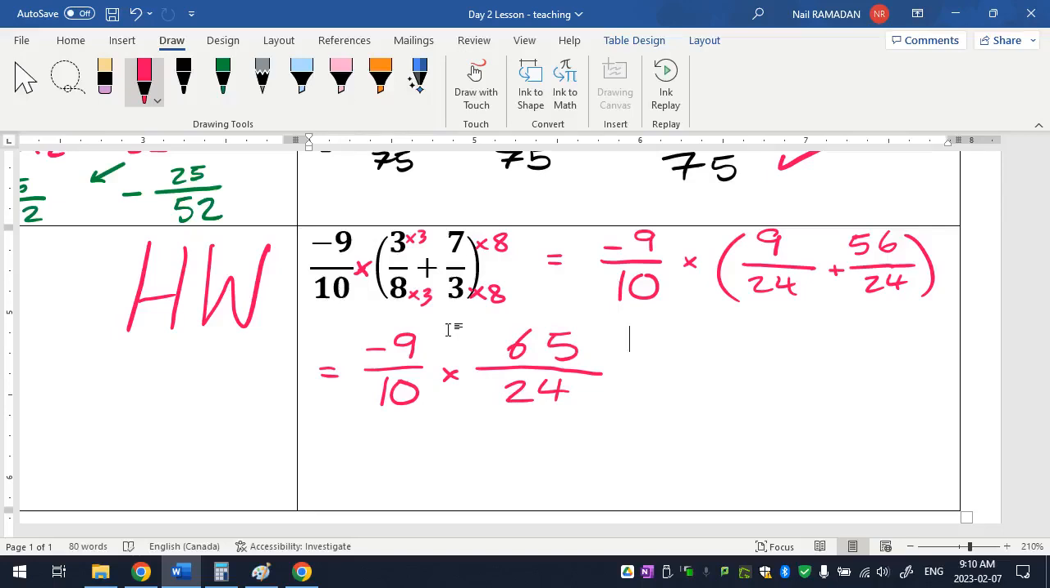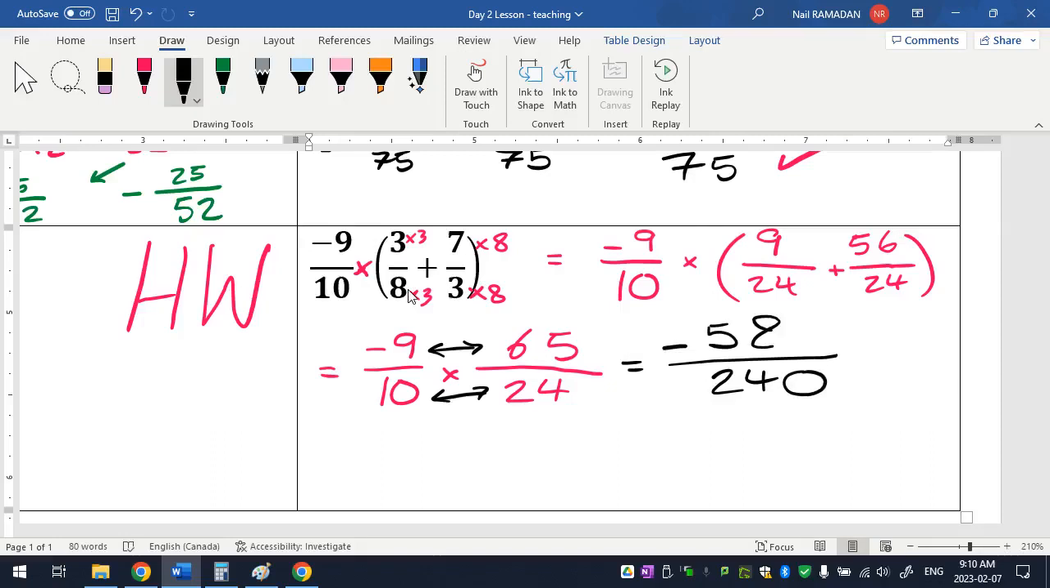Do you think 65 and 24 simplify? Sadly, no. 65 divides 1, 5, 13, and 65. 24 does not agree with any of them but 1. All right, it is what it is. Okay, everyone, let's multiply. What's 10 times 24, and this times that. This is 240 because you just added 0. What's 9 times 65? 650 minus 65 is negative 585.